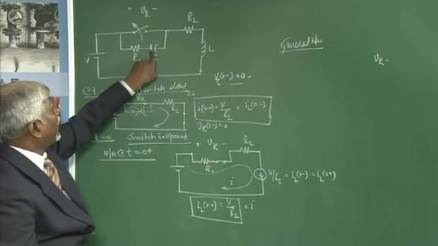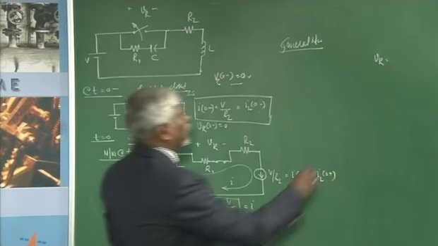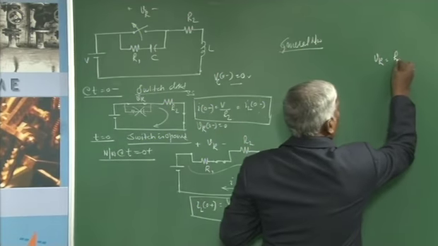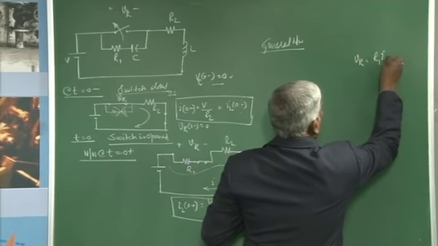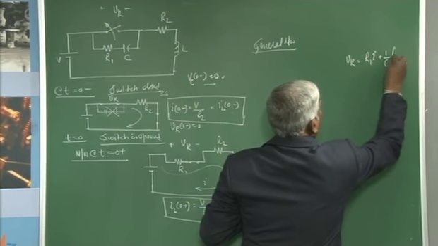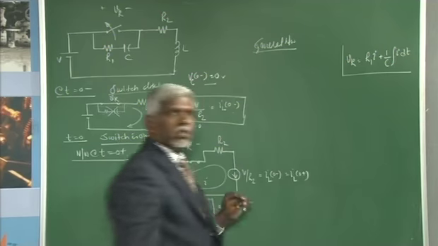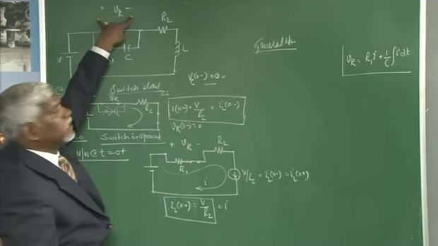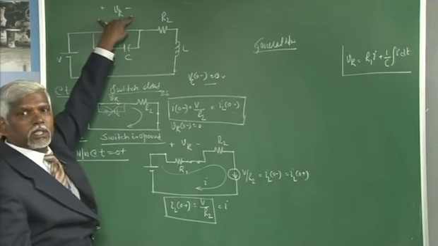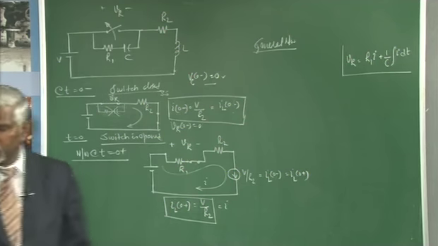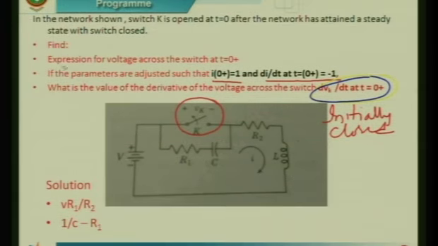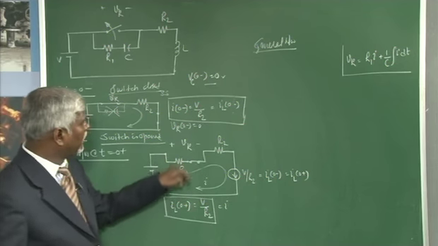It will be R1 I plus 1 by C integral I dt. So Vk is R1 into I plus 1 by C integral I dt. This is the voltage across your switch, an expression for the voltage across the switch. This is the first part of what they have asked: find the expression for the voltage across the switch.